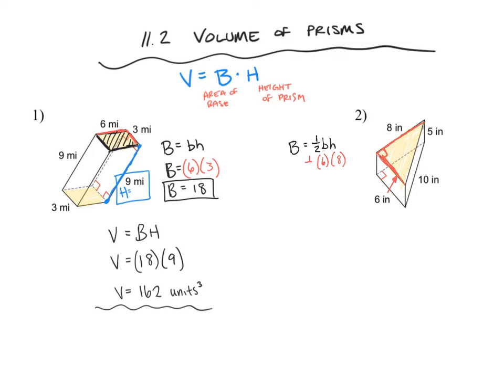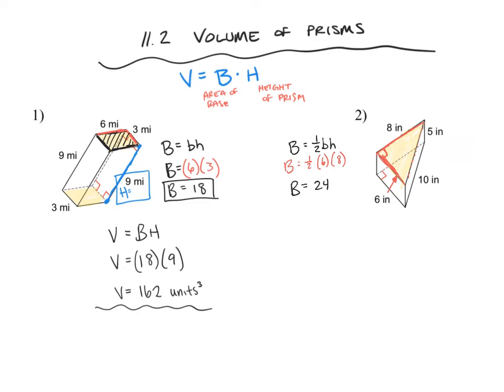And then it's a triangle, so it's got to have the 1/2. So my big B could be found by doing 1/2 of 6 times 8. Now, if you notice there, I did not use the 10. The 10 was the hypotenuse. That doesn't run perpendicular, so that's not going to be my base or my height. So that 10 isn't really going to be used. It's just going to be there to distract you. So my big B is going to be 1/2 of 6 times 8, which is 24.